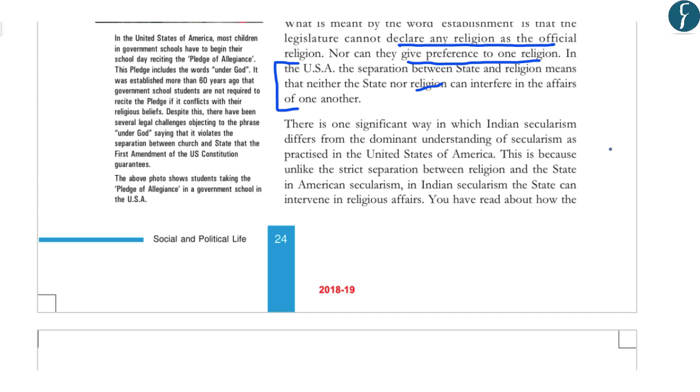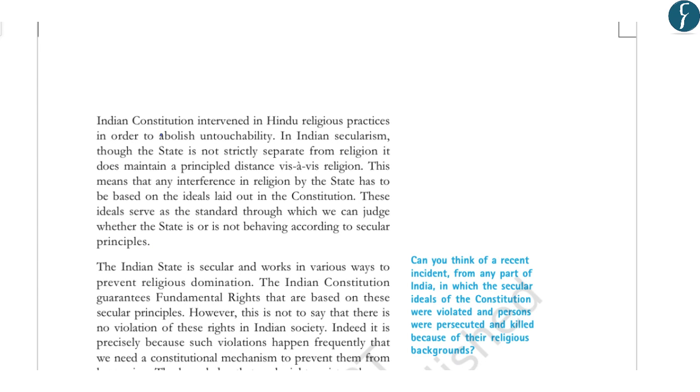For example, the Indian Constitution has provided the abolition of untouchability, which was a practice under Hinduism. And as has been highlighted in this chapter, in Indian secularism, the state can intervene in religious affairs. We have noticed that the Indian Constitution intervened in the Hindu religious practice in order to abolish untouchability. So, this further explains that in Indian secularism, though the state is not strictly separate from religion, it maintains a principled distance vis-a-vis religion. In conclusion, any interference in religion by the state has to be based on the ideals which have been laid out in the Constitution.